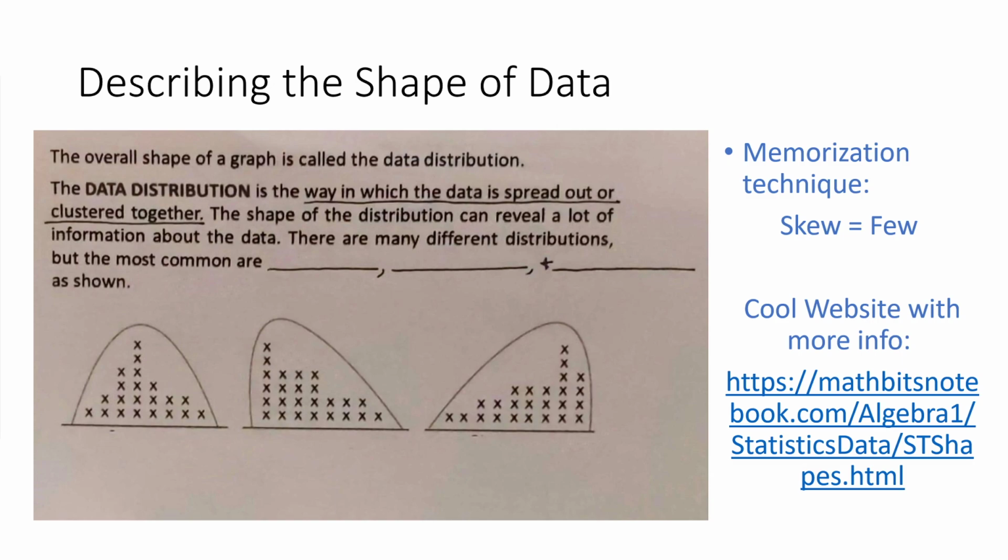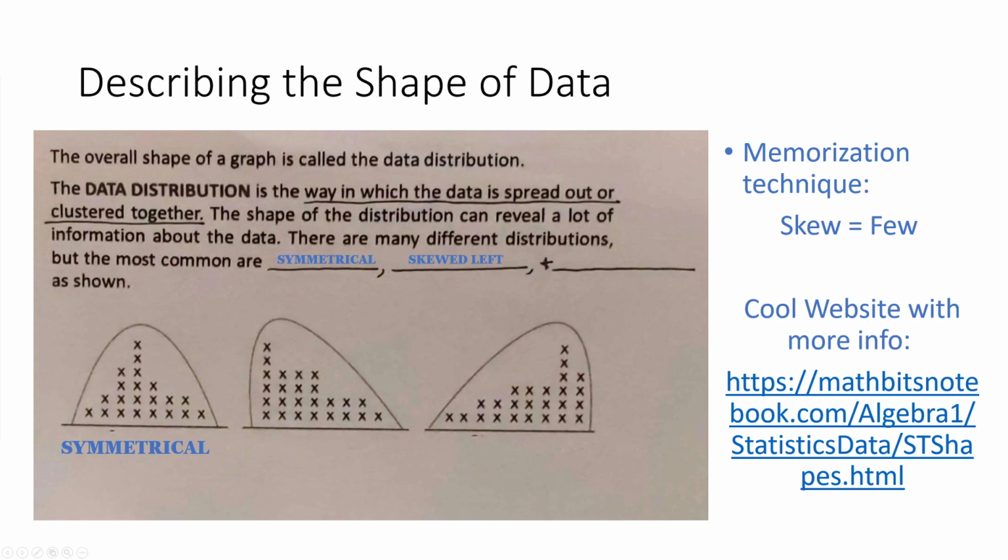There are many different distributions, but the most common ones are symmetrical, which would be this example here. And it's called symmetrical because when we look, if this was our line of symmetry, the data on the left looks very similar to the data on the right. It doesn't have to be a perfect line of symmetry. We're just going to see that it looks very similar to the left and the right.